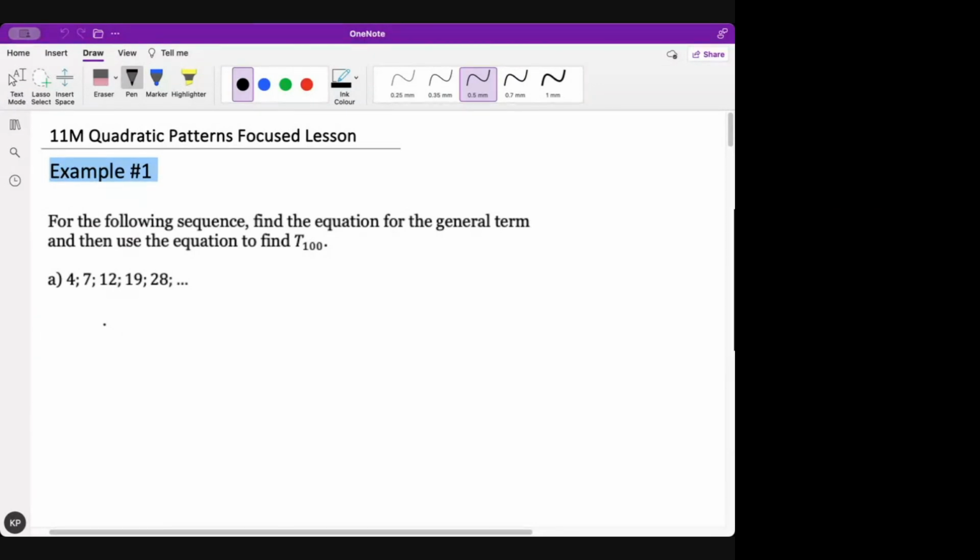Okay, so for the following sequence, find the equation for the general term and then use that equation to find term number 100. All right, so first thing is we have to look for the general term and use that to find term 100. Before we get started, I'm just going to write on the side here what we use to find the general term, and that would be an squared plus bn plus c, or your constant. So this is what we're going to be working with, which means obviously we have to find a and b and c.